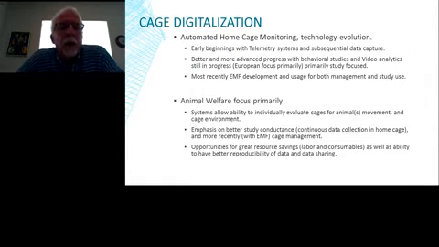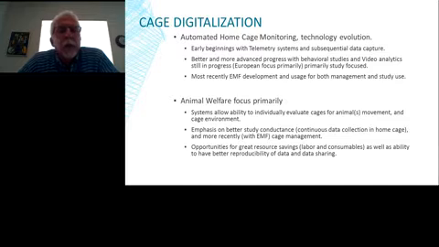So what I really want to spend time on is cage digitalization. And when we start talking about cage digitalization, I'm really talking about automated home cage monitoring and technology evolution here. Really, if we want to say what is the first way that we monitor cages or animals continuously 24/7, I think we would have to agree that telemetry was the basis of that, and starting early beginnings, where we could monitor the physiological aspects of an animal 24/7 via telemetry, and still do in many cases.